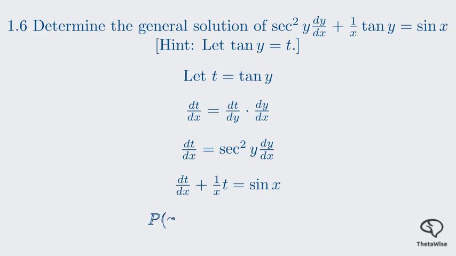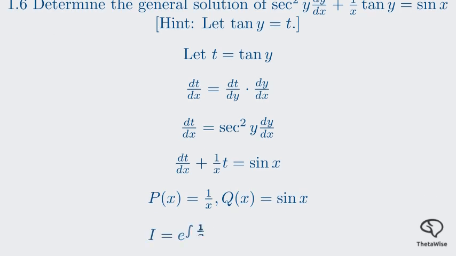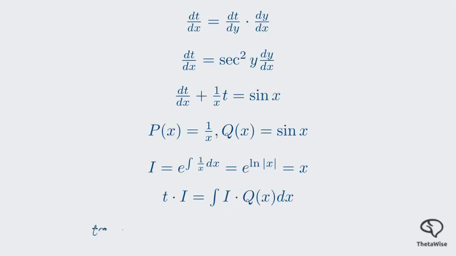We can now solve this for t using our familiar integrating factor method. P is 1 over x and Q(x) is sin x. Let's find the integrating factor for t. The integrating factor I equals e to the integral of 1 over x dx, which is e to the ln x, or just x. The solution for t is t times x equals the integral of x times sin x dx. The integral of x sin x can be found using integration by parts, which gives us negative x cosine x plus sin x.